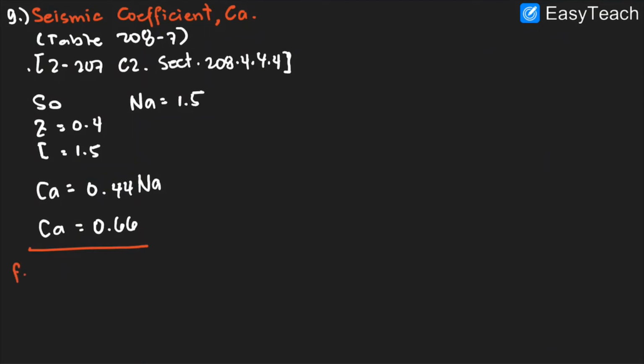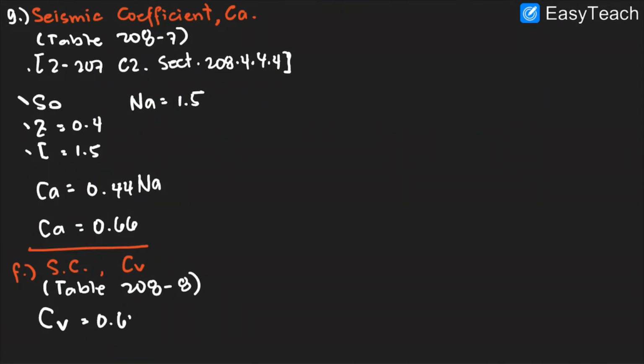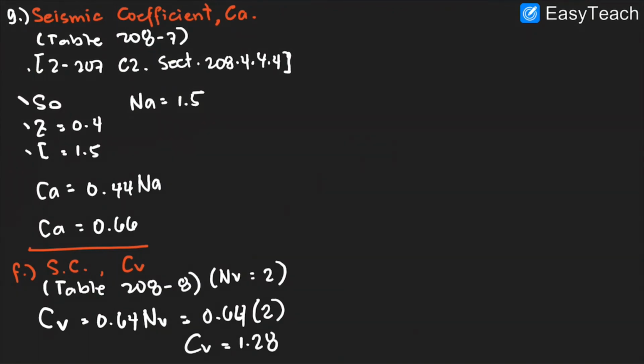Next up is our seismic coefficient Cv. Seismic coefficient Cv is now located at table 208-8, same page as Ca of 2-207, chapter 2, section 208.4.4.3. So with that note, we have zone 4, importance factor 1.5, stiff soil profile SD. Hanapin si stiff soil profile SD under zone 4, we have Cv of 0.64 Nv. We identified Nv as equal to 2.00. Substitute lang natin 0.64 Nv times 2. So Cv is now equal to 1.28, unitless. Tabi natin yung value na yan.